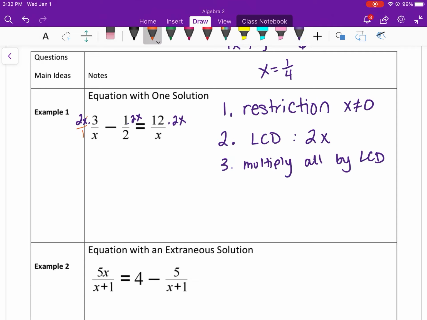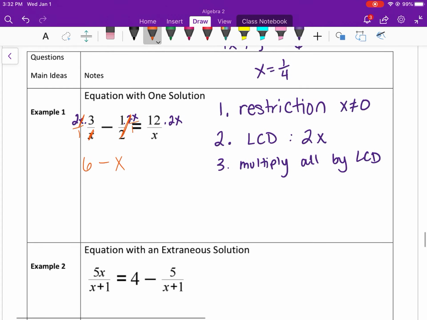So in the first part, the x's will simplify to 1. 2 times 3 is 6. 6 over 1 is just 6. Minus 1/2 times 2 over x. The 2's simplify. And then it's just 1 times x over 1. So x. And then equals. Then the x's simplify again. And 12 times 2 is 24.